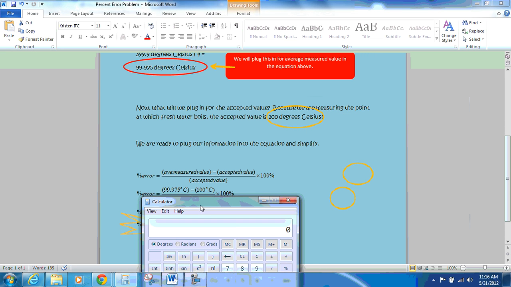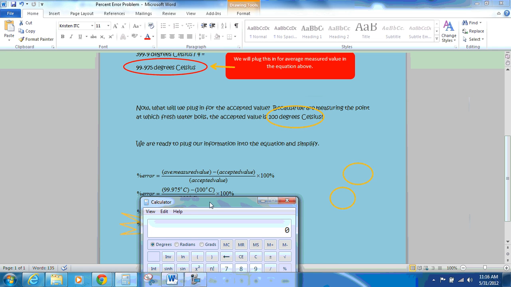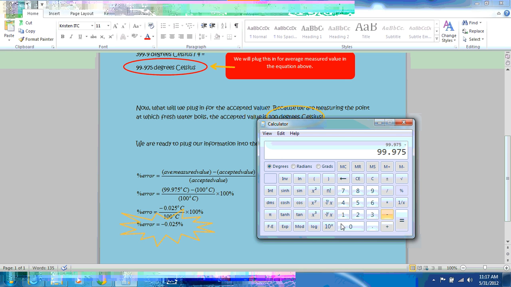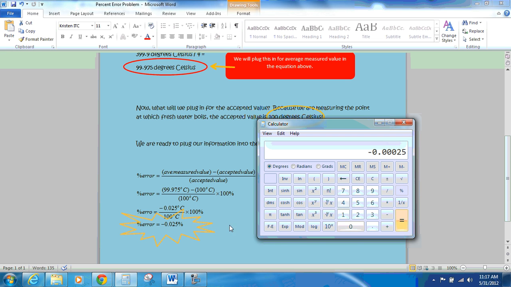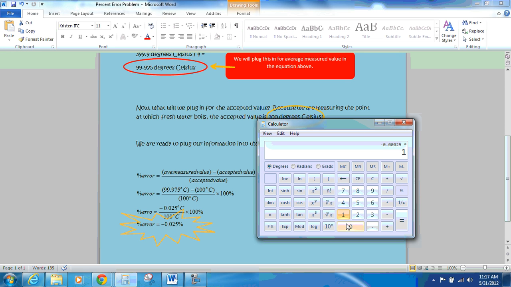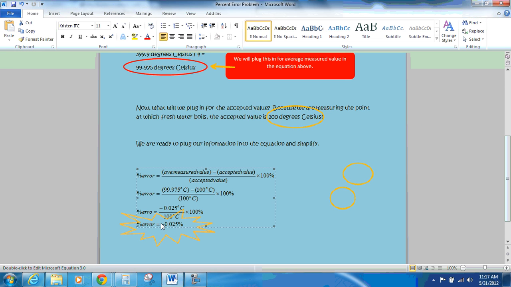we have 99.975 degrees Celsius minus 100 degrees Celsius, divided by 100 degrees Celsius, times 100. And what we're left with is negative 0.025% error. So our percent error is negative 0.025%.